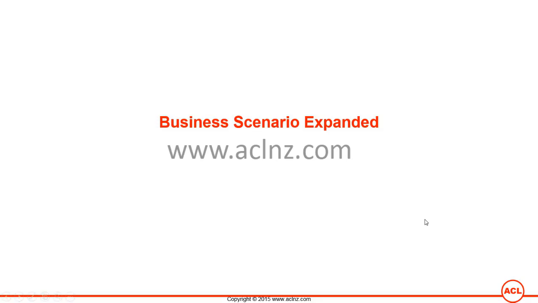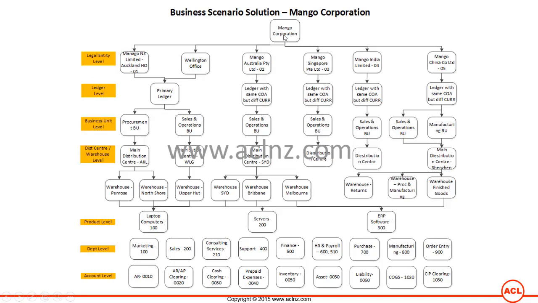So let's understand that. It's the same thing, Mango Corporation. You've got a business group called Mango Corporation, and it's got its subsidiary businesses in multiple countries. It's headquartered in Auckland and it's got a Wellington office as well. So the legal entity is established in Auckland and it's associated with a primary ledger. In terms of its operating unit, they would like to segregate the transactions pertaining to procurement, sales and operations. Hence, they've got two separate operating units. One is for procurement, one for sales and operations.